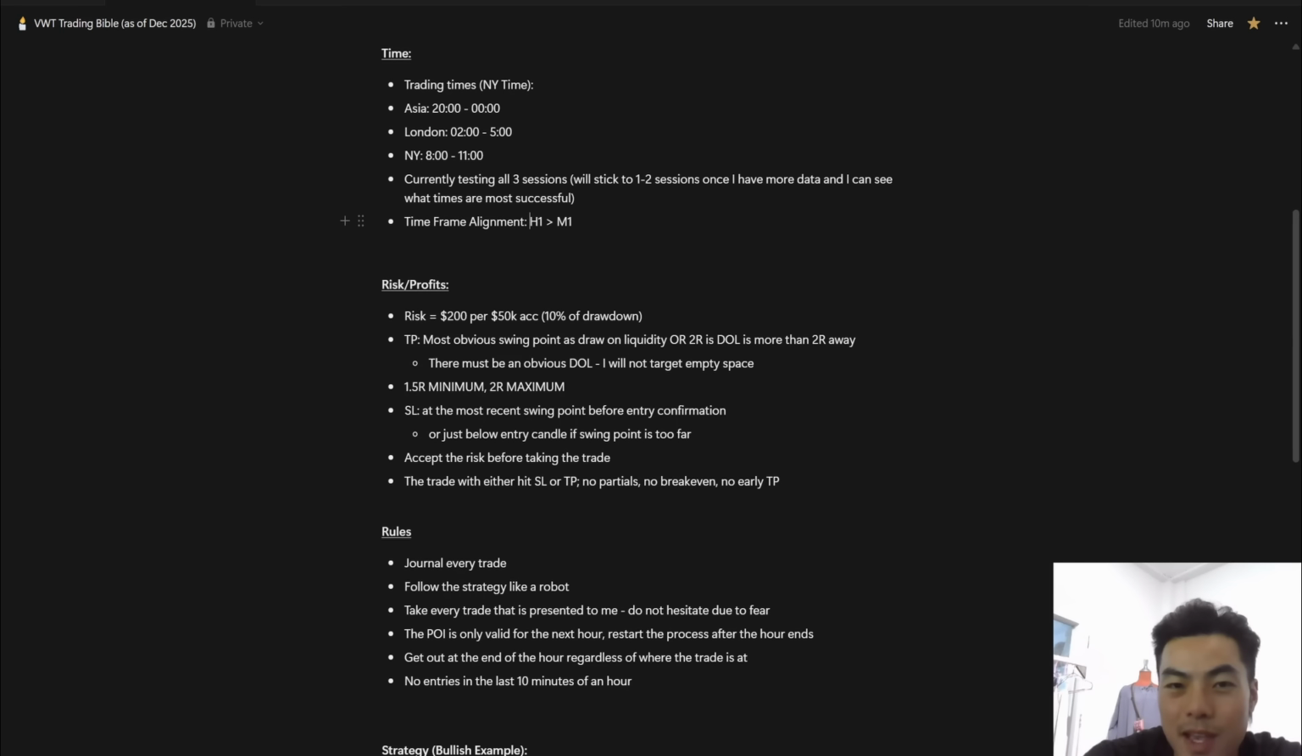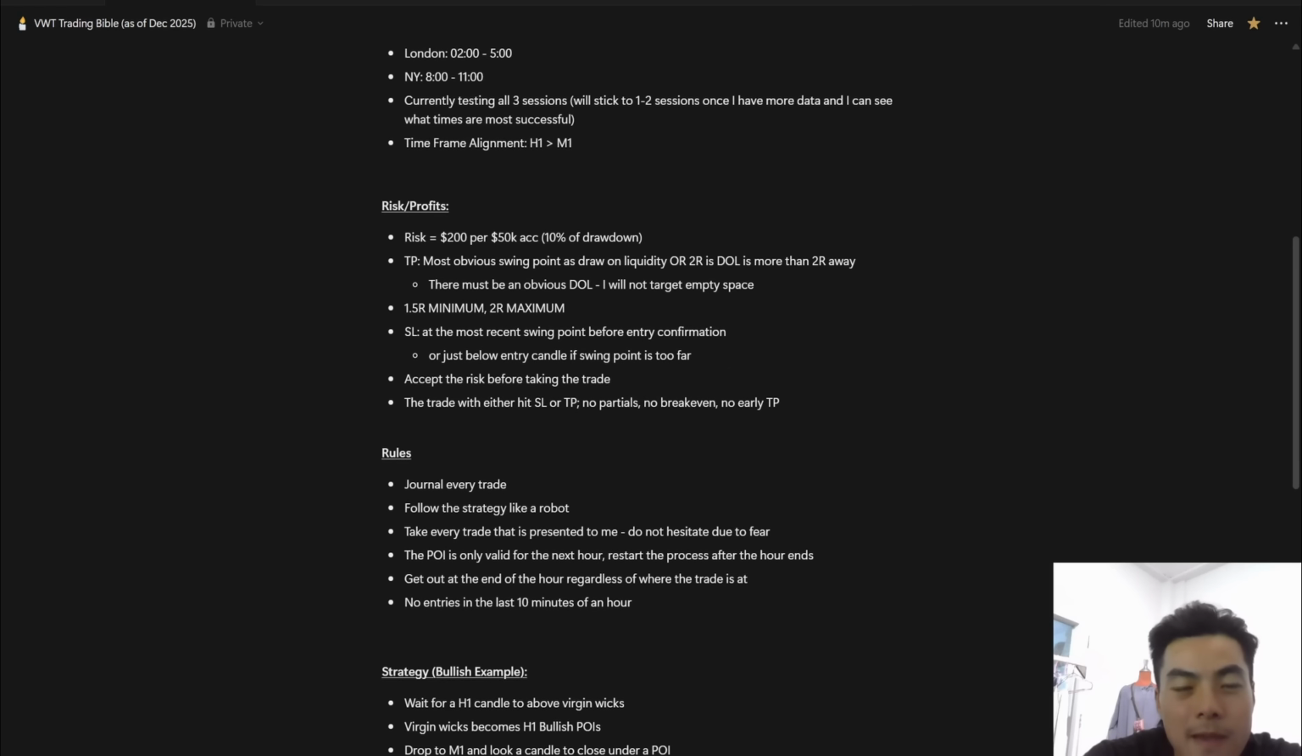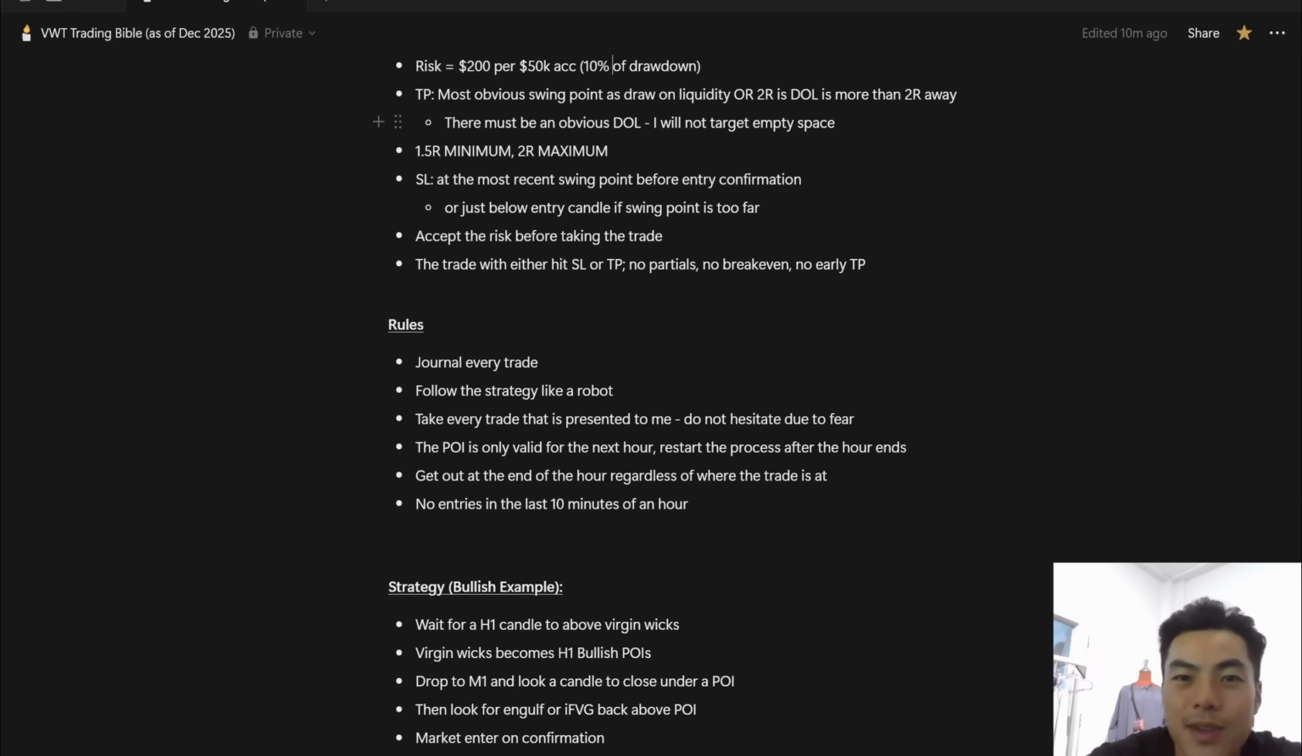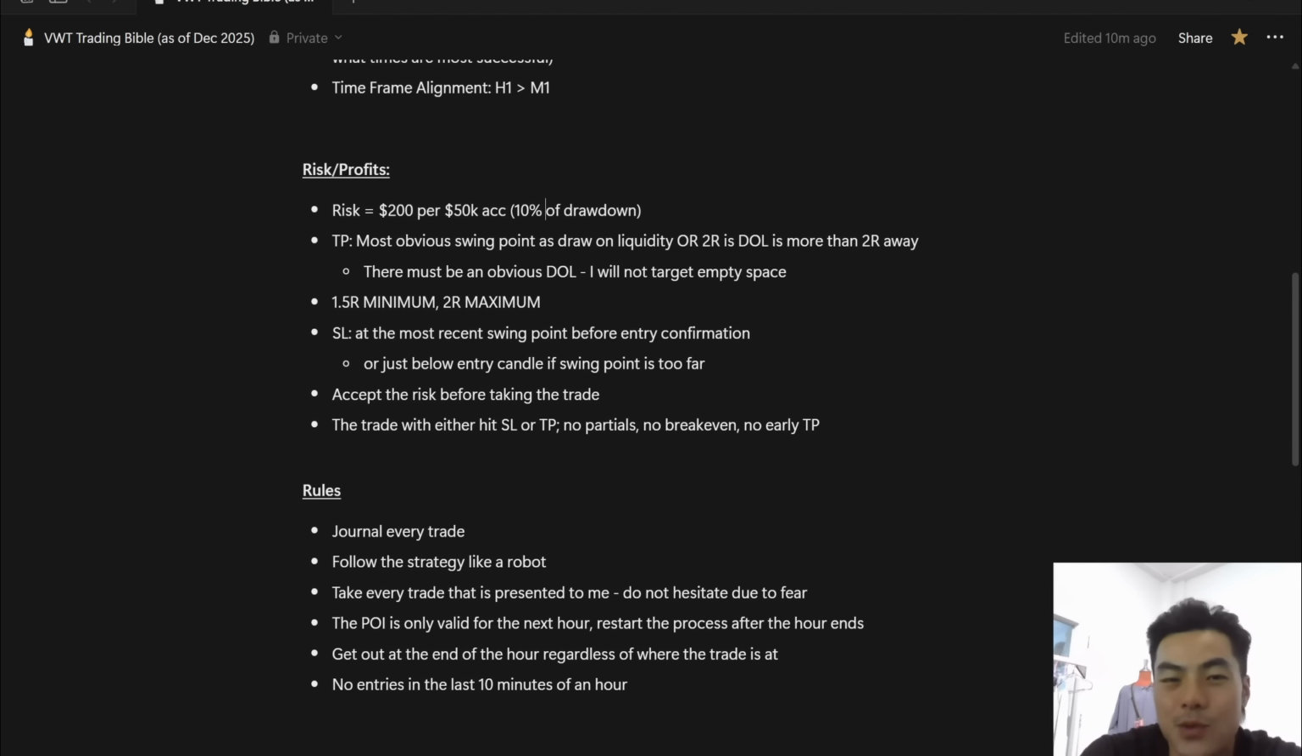My time frame alignment, as explained earlier, is the 1 hour for my high time frame analysis and then the 1 minute for my entry model. I'm risking 10% of my available drawdown per trade. So since I'm trading a bunch of 50K prop firm accounts, that is $200 risk per account.